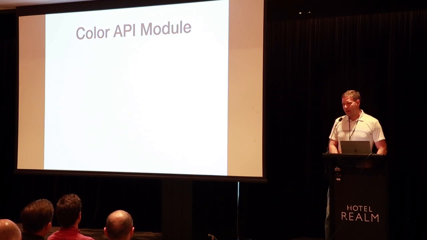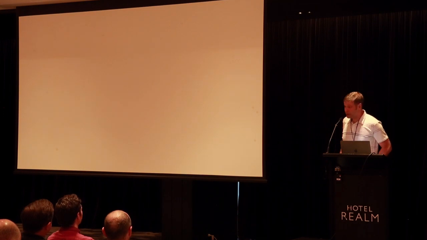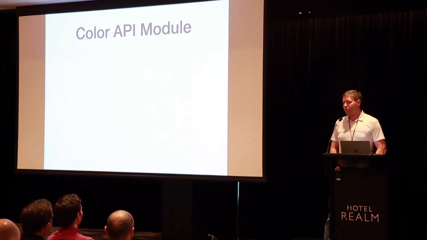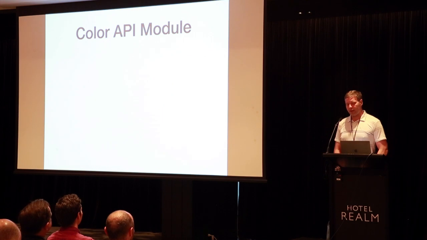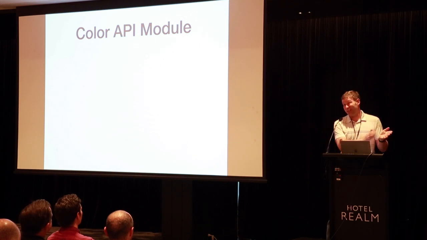So I created the Color API module. Well, I think I did at least. In creating this module, where it came from was I initially talked about the jQuery color picker module that I created, and I had a data type in there called jQuery color picker. But that's not a data type. That's just the widget. That's just how it ended up coming from Drupal 6 CCK to 7 to 8.